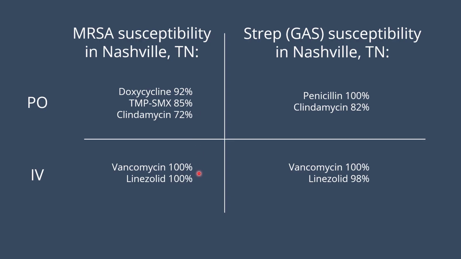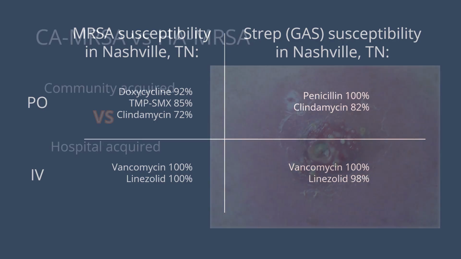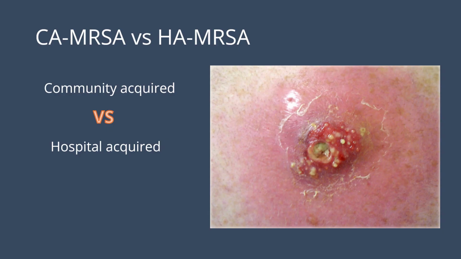you're giving IV antibiotics, both vancomycin and linezolid are excellent. If you move on to the strep sensitivities, penicillin is still excellent, and clindamycin is still a distant second. Vancomycin and linezolid are still both excellent here. One thing that I wish I learned earlier in my medical career was the difference between community-acquired and hospital-acquired MRSA. In my lecture, I'm generally talking about community-acquired MRSA, but if you get the MRSA acquired in a hospital, it is going to be much more resistant and typically needs vancomycin or linezolid.